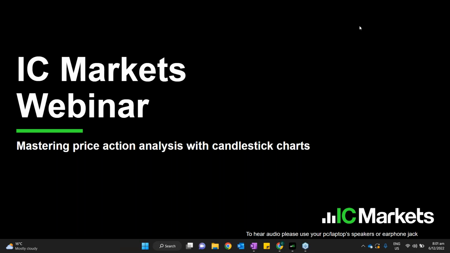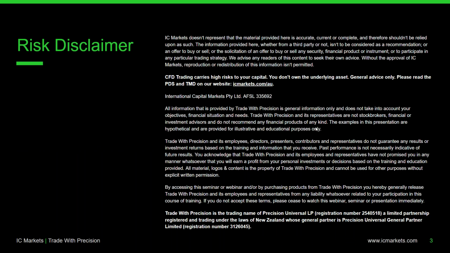Okay, so what we're talking about today is mastering price action analysis with candlestick charts. Candlestick charts are obviously the most common type of charts that traders use, I would say. There are line charts, bar charts and a few others, but your typical candle charts with red and green candles going up and down is what, by and large, most traders use.